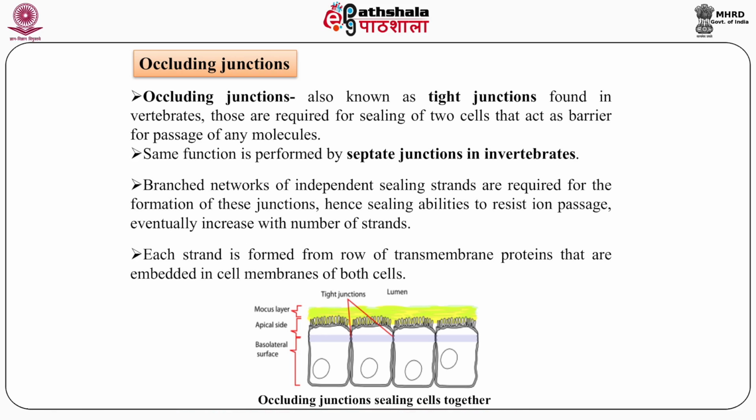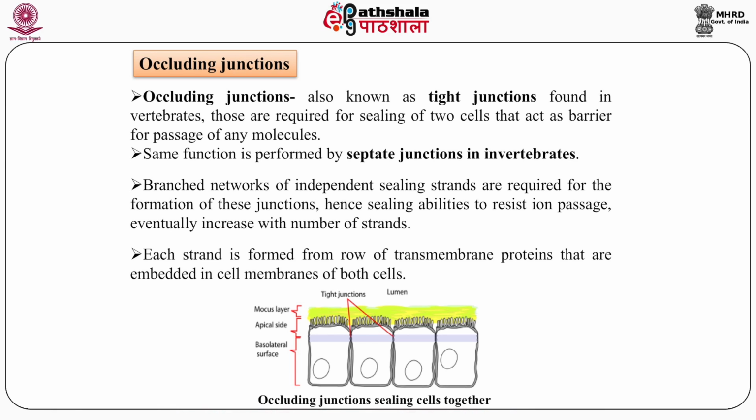A branched network of independent sealing strands is required for the formation of these junctions. Hence, the sealing ability to resist ion passage increases with the number of strands. Each strand is formed from a row of transmembrane proteins that are embedded in the cell membranes of both cells.